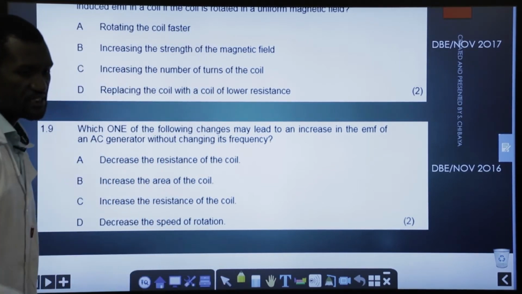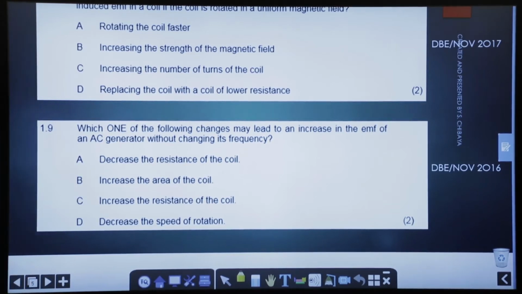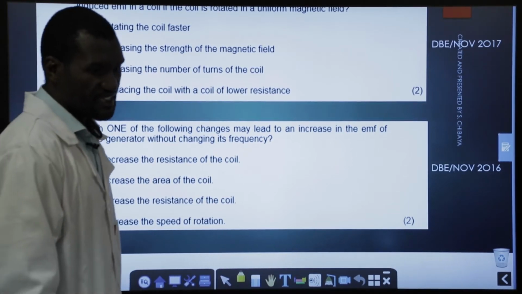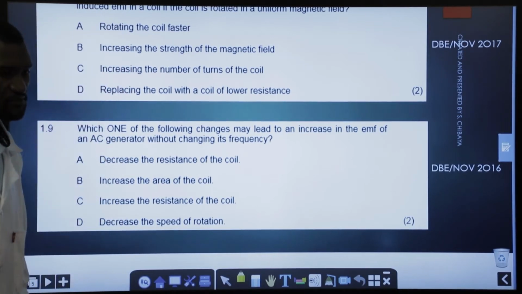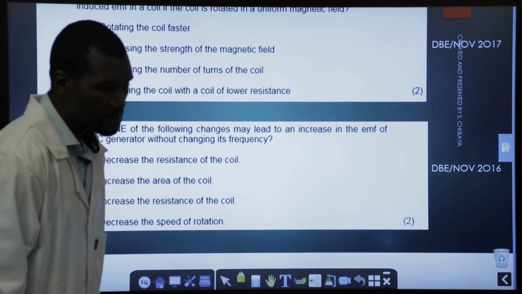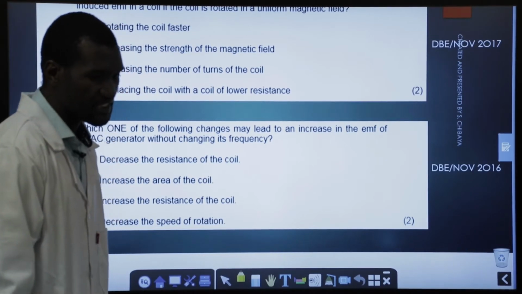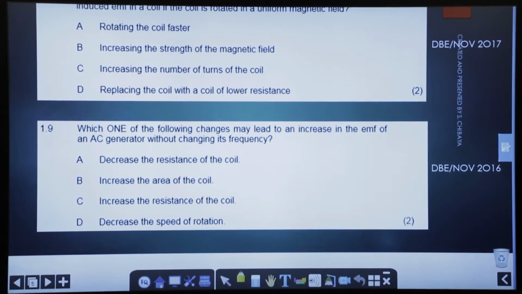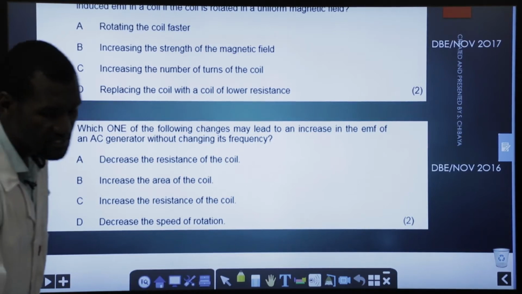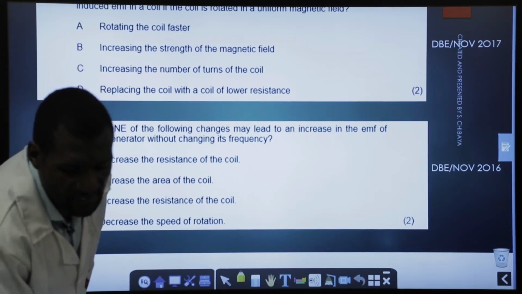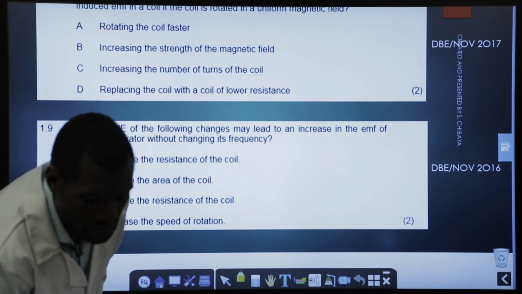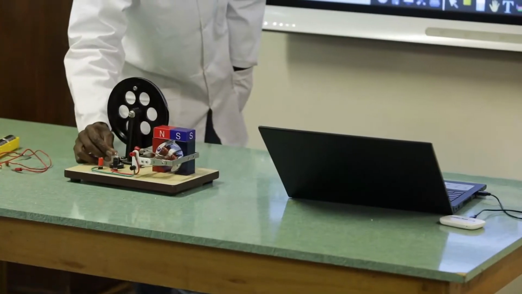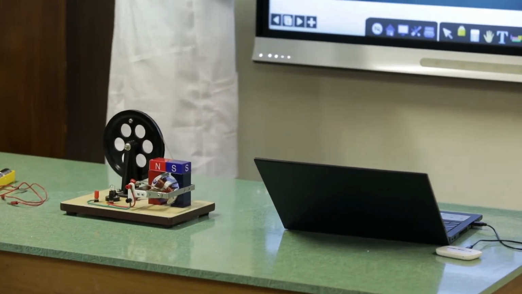which one of the following actions will not cause an increase in induced EMF in a coil if the coil is rotated in a uniform magnetic field? So which one will not increase the induced EMF? Rotating the coil faster. If I rotate it faster, will it increase? Think about it. Look at it. If I increase it, what's going to happen? It increases the production of EMF. So A cannot be right.